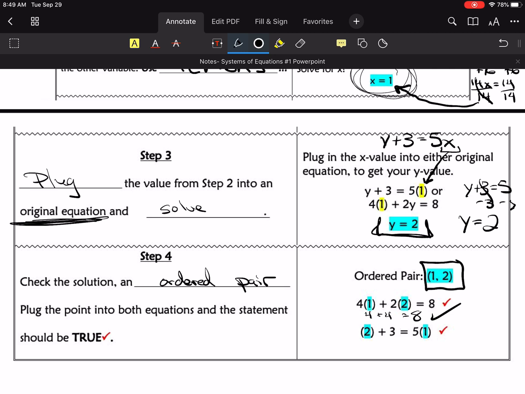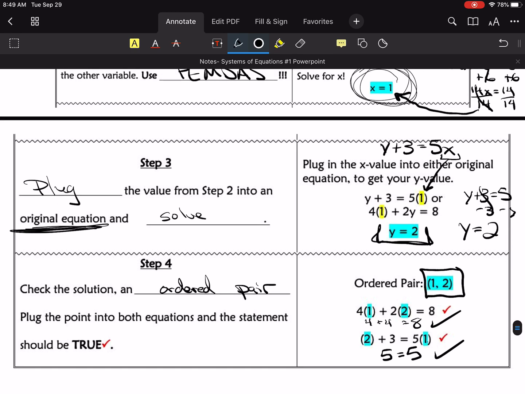Plugging into the bottom equation, y is 2, x is 1. So 2 plus 3 would be 5. 5 times 1 is 5. So both of these are correct. So my answer is true. Now, if you're confident in yourself, when you find your ordered pair, you don't have to technically do this last step. It's just good practice to make sure you got it correct.